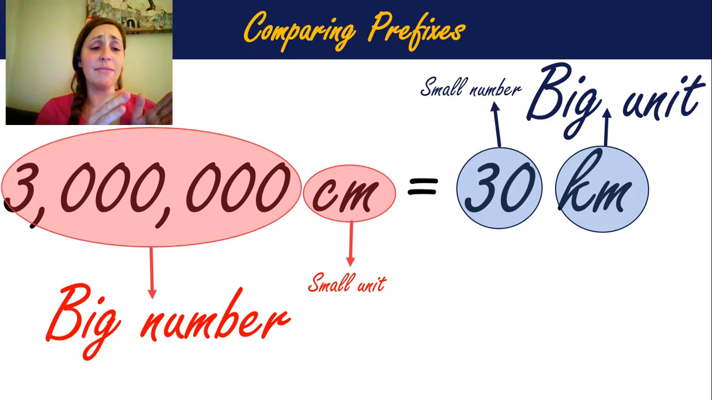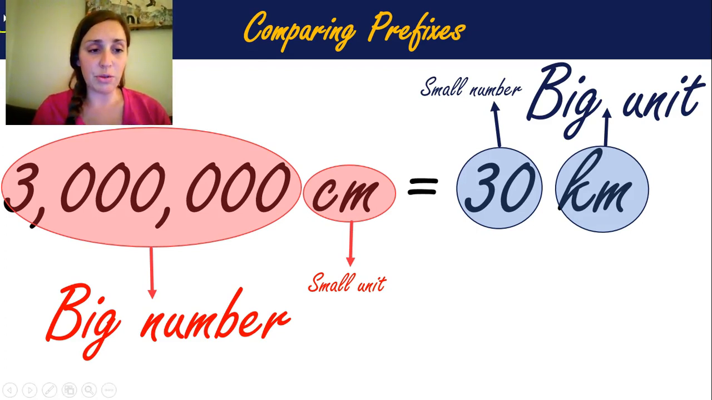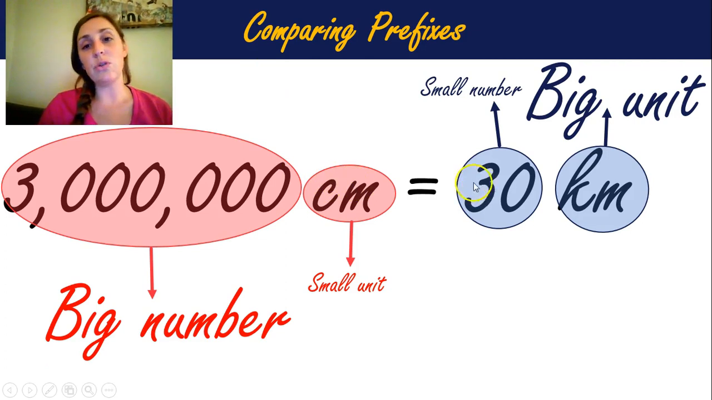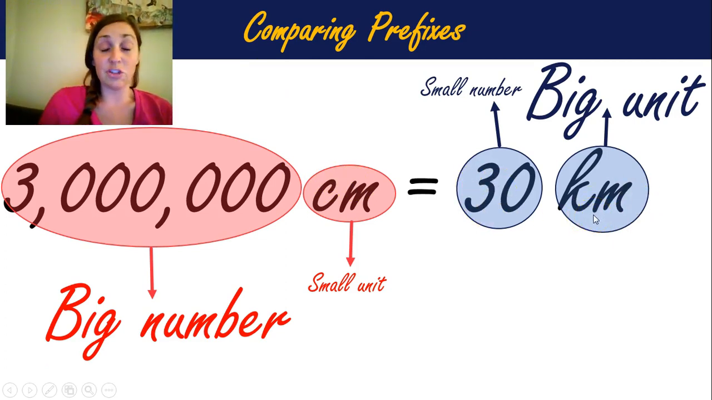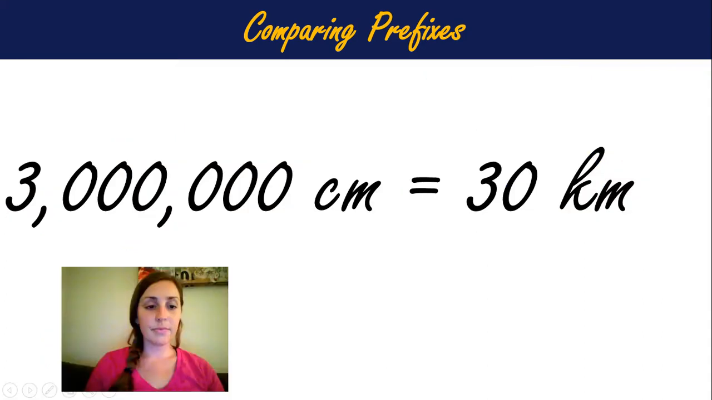So if you're comparing two things, a big number with a small unit is equal to a small number with a big unit. Now there have to be certain differences. It's not just any large number and any small number. There are certain ways to analyze them, and we're going to go over that today.